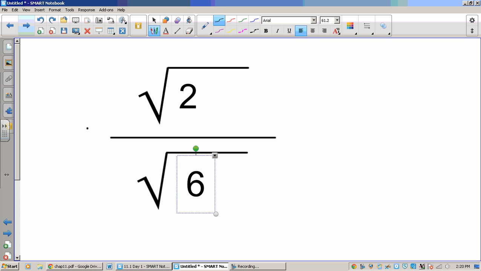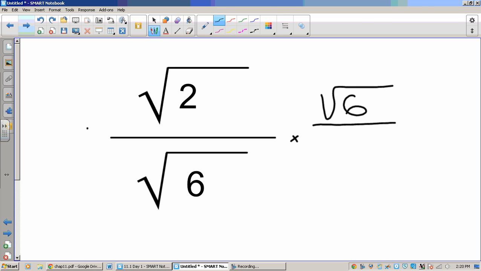Both of these are in your book, so if you want to see another explanation, you can simply look at that. Here we've got radical 2 over radical 6. Now we're going to multiply by 1, using radical 6 over radical 6. Anything divided by itself is 1. So radical 2 times radical 6 equals radical 12 over radical 6 times radical 6, which equals 6.